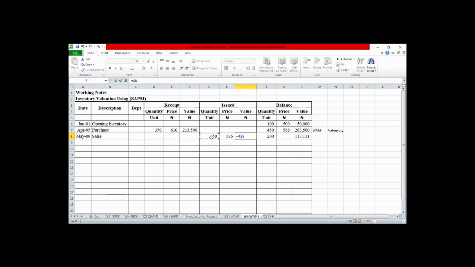250 times 586. What I have here is 146.3. Maybe there is some approximation from your end? Do you have decimals in your figure? 250 times 586.